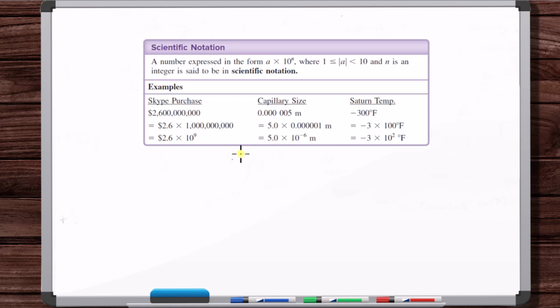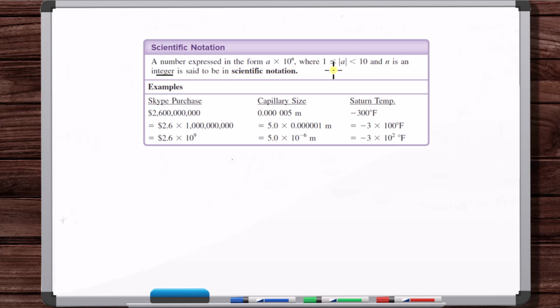So how do we write a value in scientific notation? Here's the official definition for scientific notation. A number expressed in the form a times 10 to the n power, where the absolute value of the a value is greater than or equal to 1 and less than 10, and n is an integer. In that form, you have scientific notation.